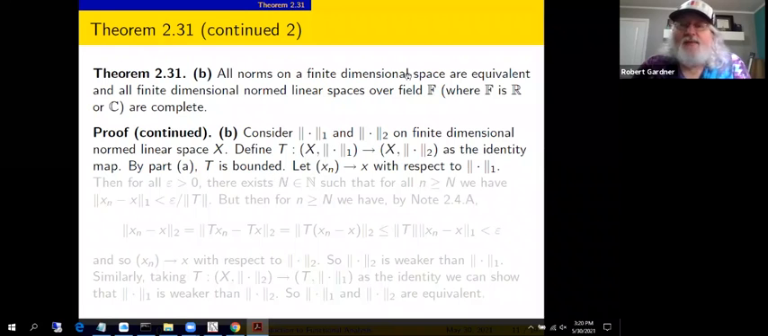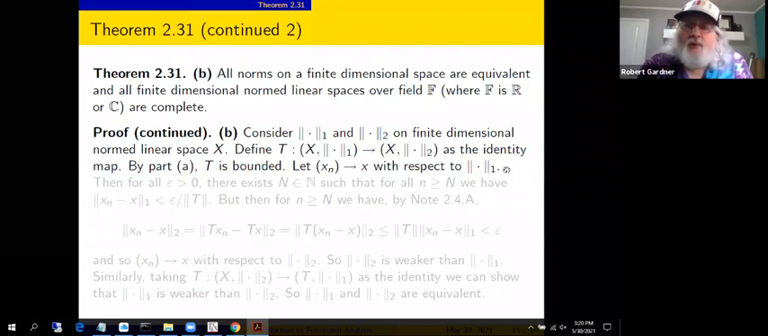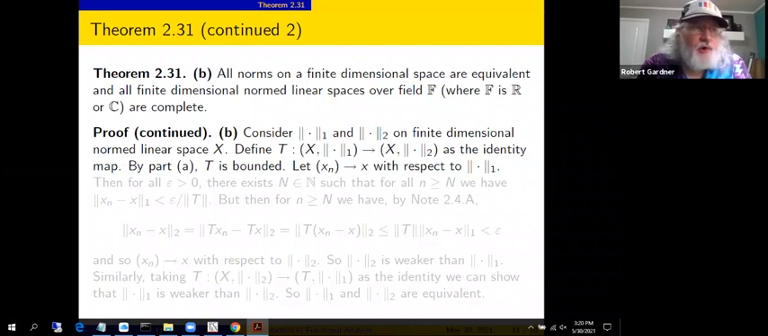We're dealing here with finite dimensional spaces. We just saw that linear transformations on finite dimensional spaces are bounded. So we get the boundedness from previously. Take X sub n to be a sequence that converges to X with respect to the one norm. Remember, we defined equivalence in terms of stronger and weaker, and that was defined in terms of whether sequences converge or not. So what we're going to do is take a sequence that converges with respect to the one norm. We're going to show it also converges with respect to the two norm, and that'll show the two norm is weaker than the one norm.